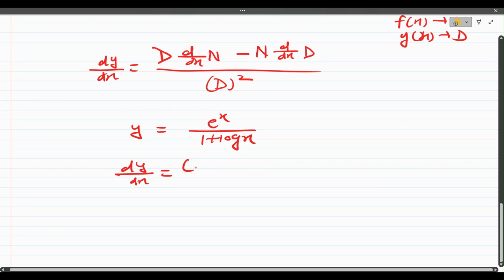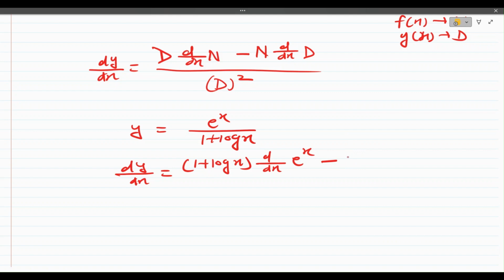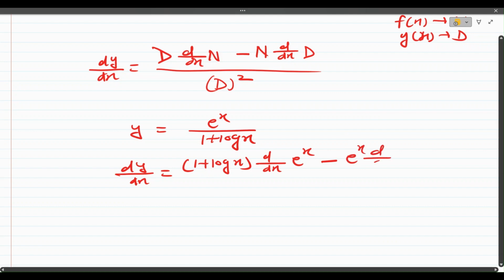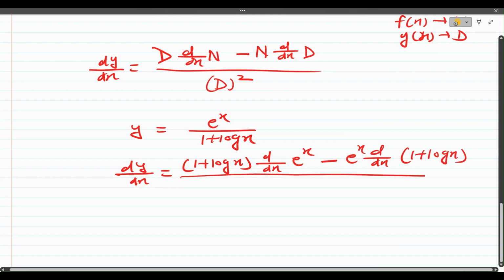First we write the denominator. We are not differentiating it, it's just silent here. And then we differentiate e to the power of x, minus, and then we write the numerator without differentiating it, but we differentiate the denominator, which is 1 plus log x, and then divided by 1 plus log x squared.